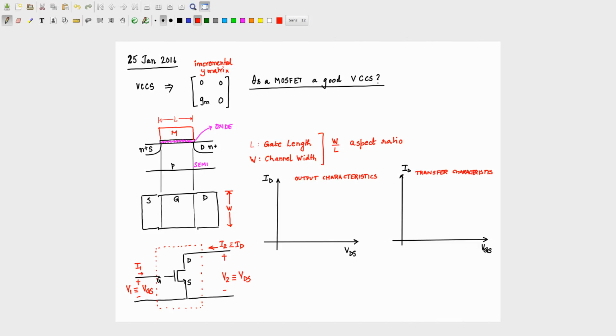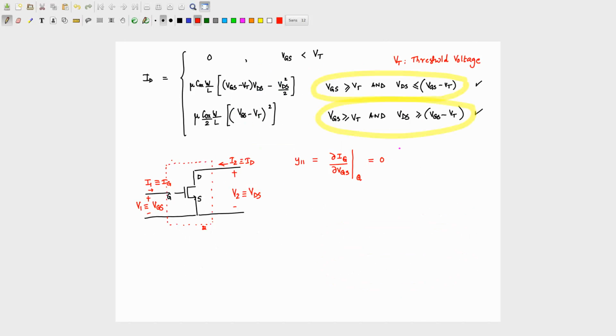And what is y11? Remember, these are the incremental parameters, so they have to be evaluated at the Q point, right? And this is 0. Is that clear? Because Ig we claim to be 0 in a MOSFET. Why is that 0? Because if you look at the MOSFET, this is your gate, and there is a capacitor there, right? So no DC current can flow from the metal into the semiconductor. So your gate current is 0. All right. That's your y11.